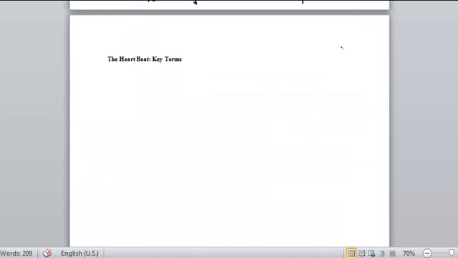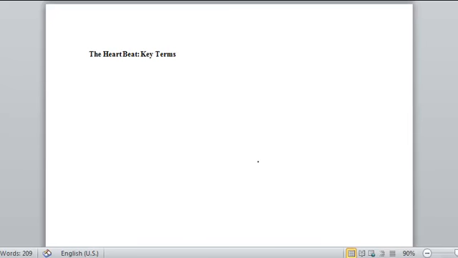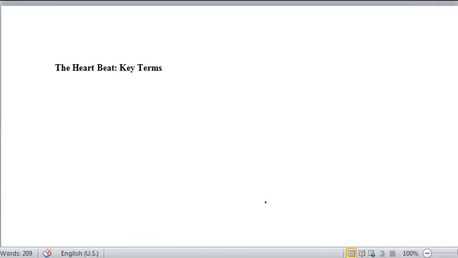So, let's look at how your heart actually pumps this blood through using the heartbeat. And it is referred to, we'll zoom in here, referred to as the cardiac cycle.